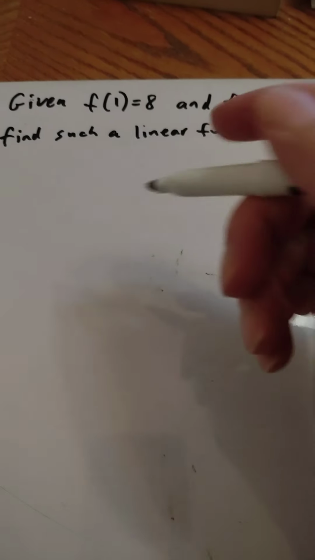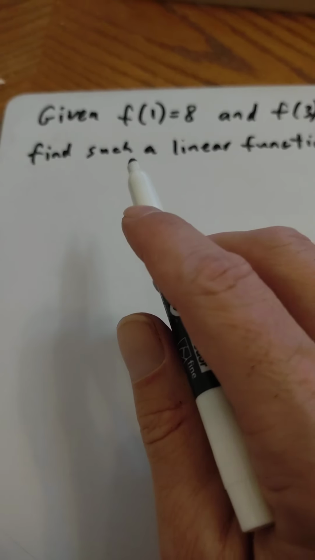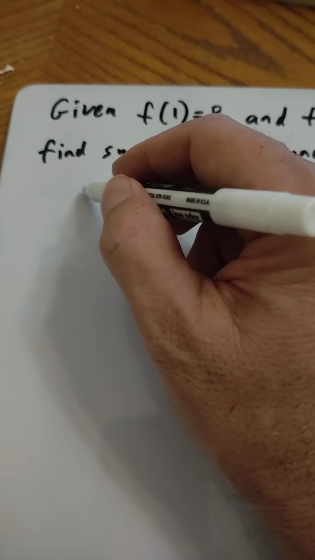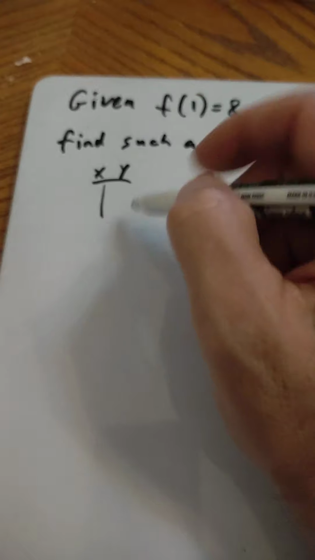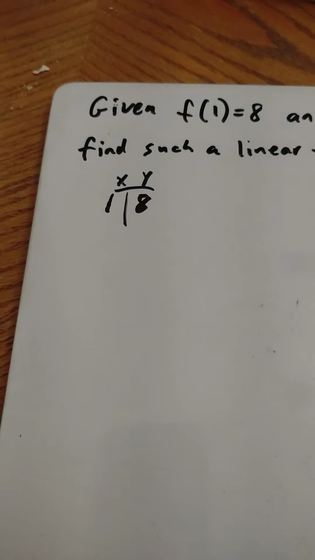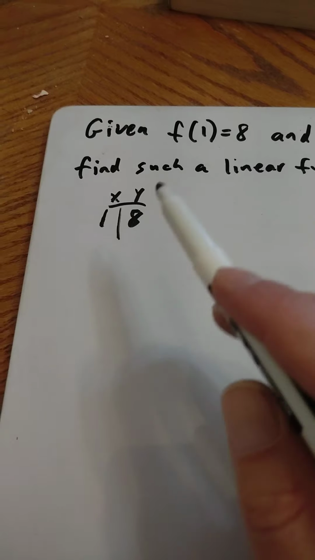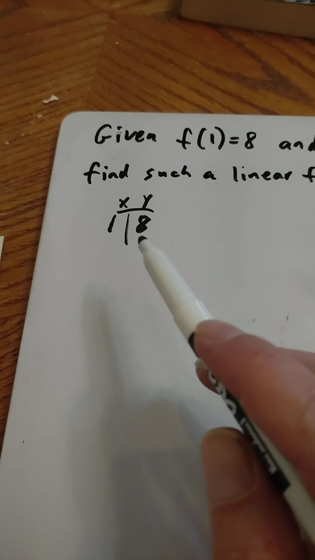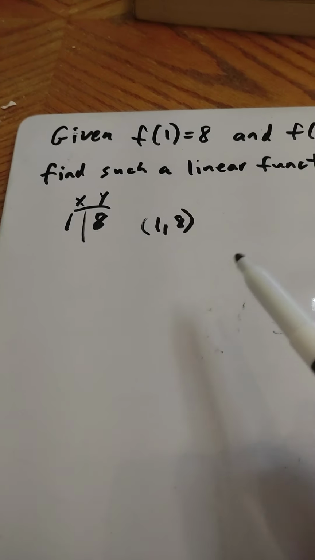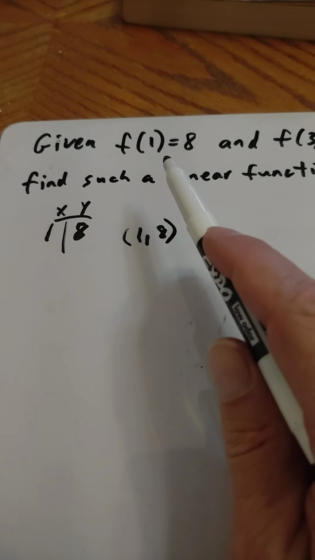All you need to write an equation of a line are 2 points, or a point and a slope. So I'll do a table of values, X and Y. We know X is 1. When X is 1, the output is 8. F of 1 equals 8 is the same idea as this table of values, which is the same idea as an ordered pair, 1, 8. So all three of these things are saying the same thing.